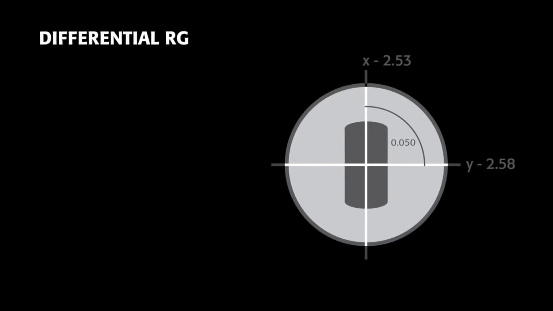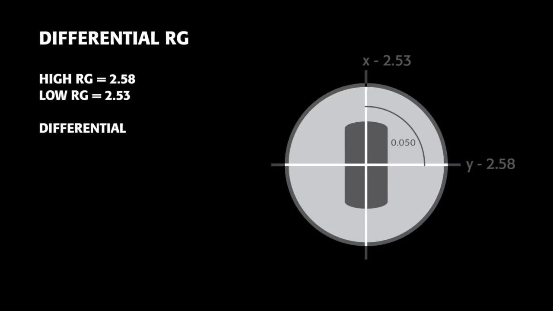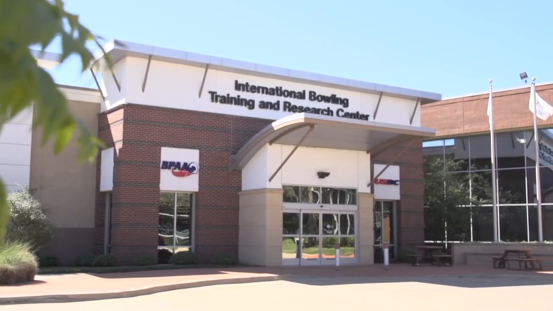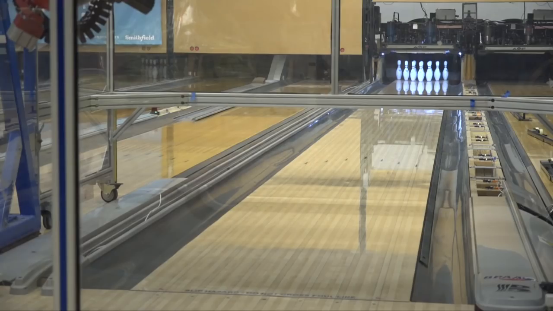Another way of measuring the core is to look at differential RG. Differential RG is simply the maximum difference between the lowest RG we can find on the ball and the maximum RG we can find on the ball. The USBC has set specs on RG, differential RG, and other core characteristics.